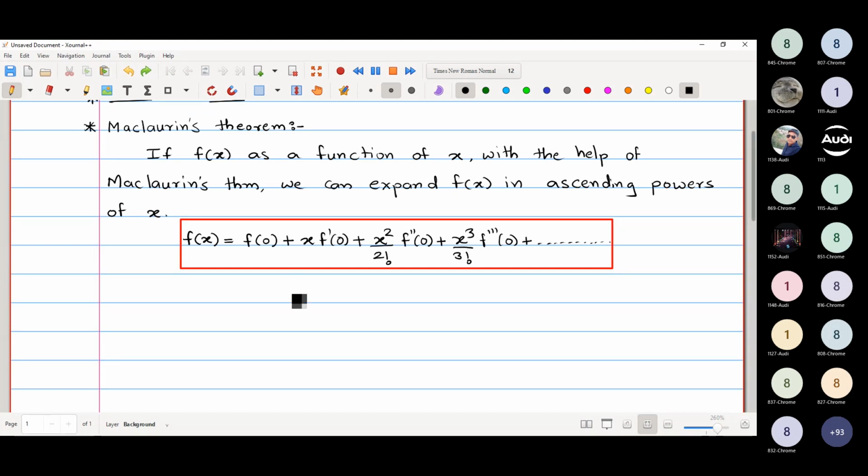Okay. So this is about Maclaurin's theorem. I hope you can easily remember this. All of you write down the statement and write down f of x. Everyone write down this.